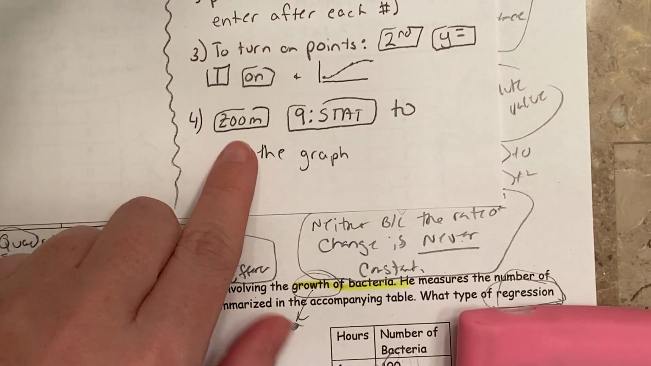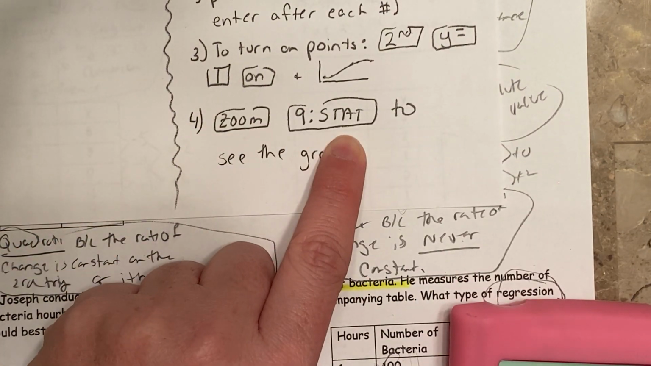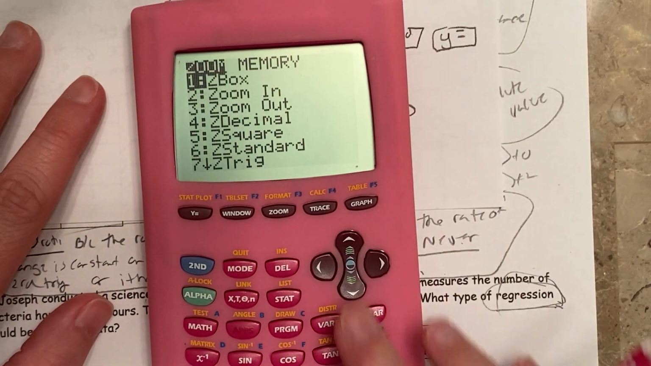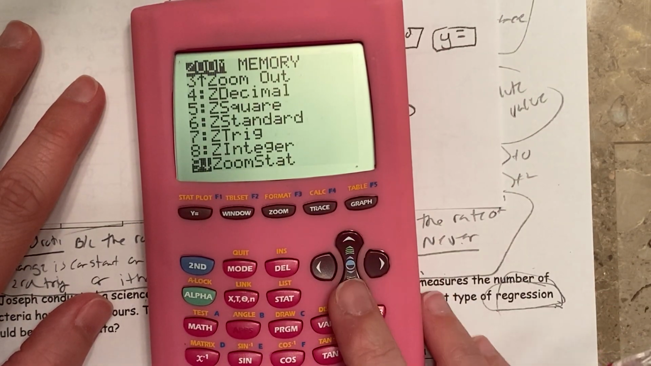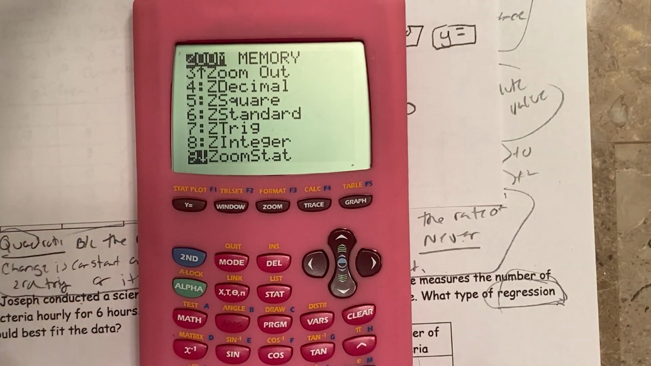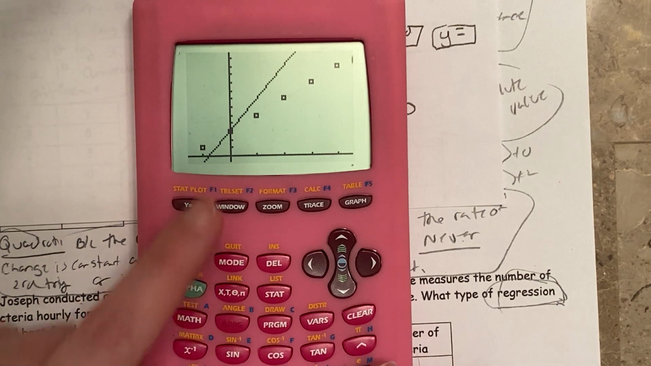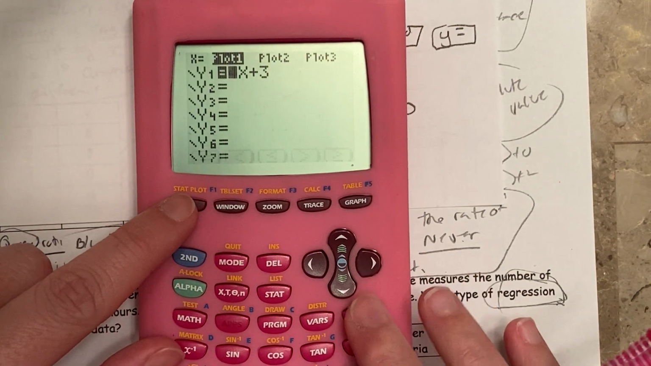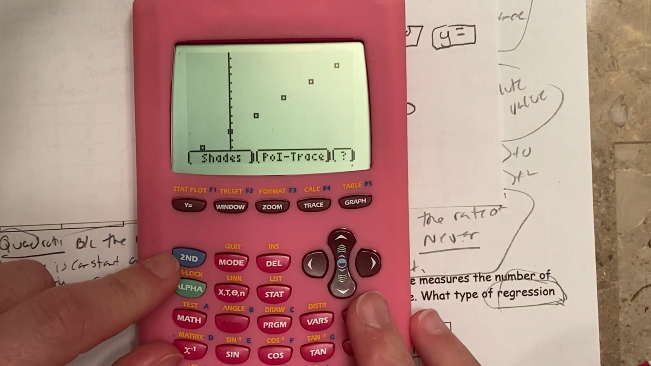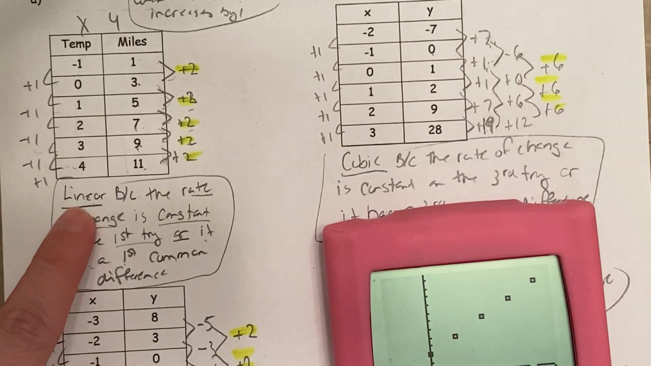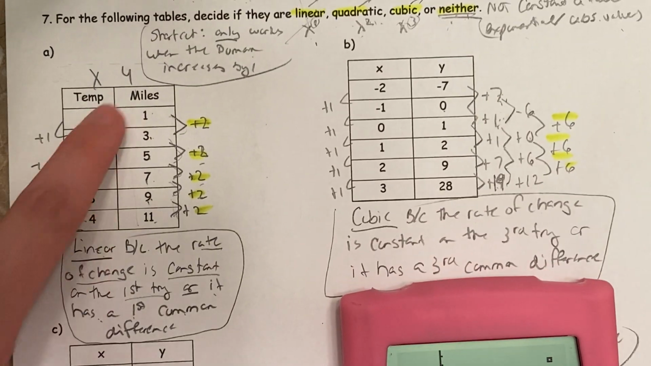Once it's turned on, you want to press zoom and number 9. So zoom is right here in the middle. Number 9, it's going to say stat because usually we do this in the stat unit. And then, okay, so what does this do for you? Oh, sorry, my other line is there. Let me get rid of that. If you look at those dots, what do they look like? Well, it should look like it's making a straight line, which is what it is, linear.